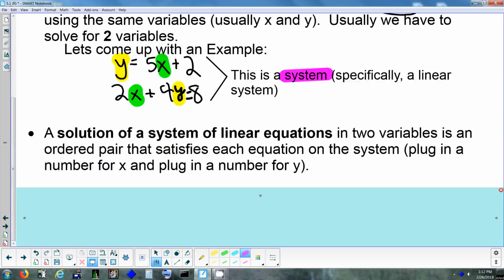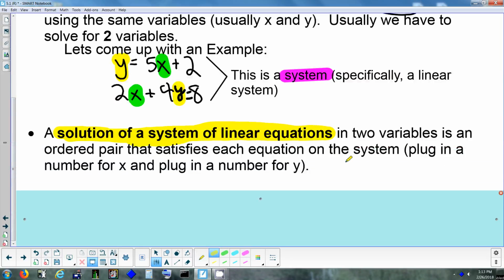A solution of a system of linear equations in 2 variables is an ordered pair that satisfies each equation in the system. So basically what that means is I'm going to get 2 numbers. Somebody give me an example of an ordered pair. A pair is just 2, right? 4, 6, okay. So I'm going to write 4, and I'm going to write 6.